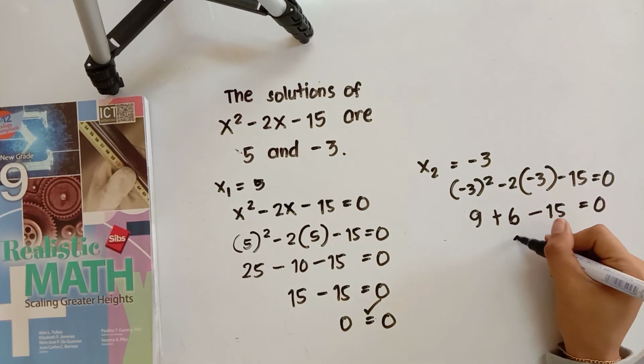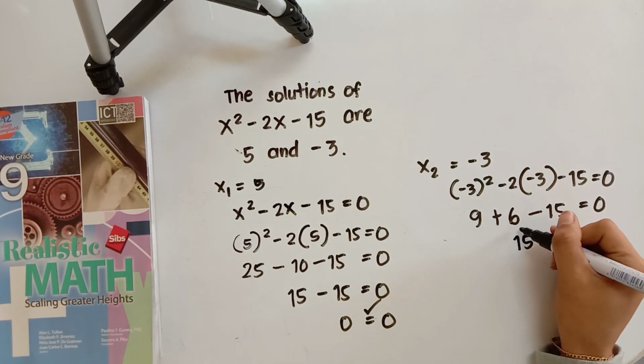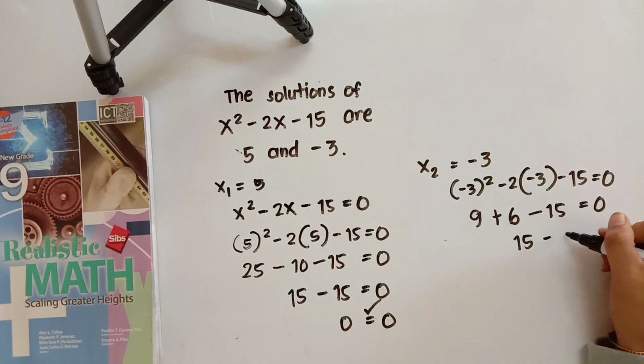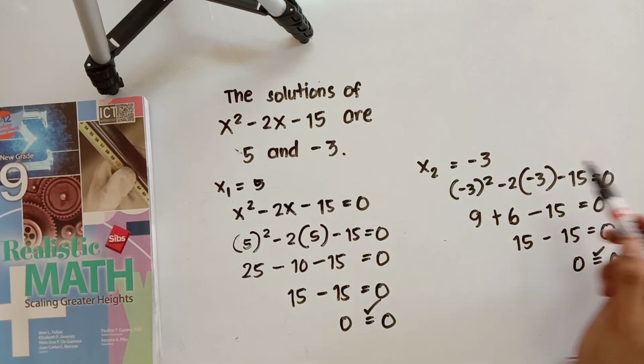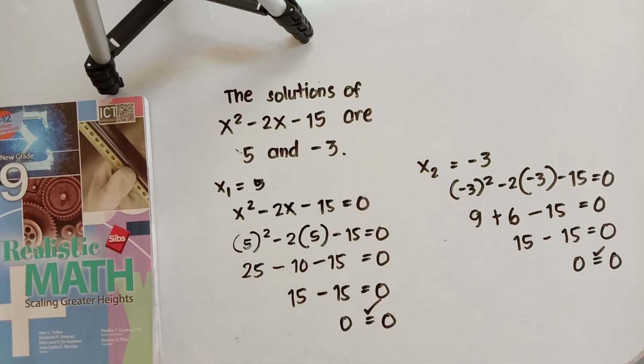So we now have 9 plus 6, which is 15. 15 minus 15 is equal to 0. So 0 is equal to 0. It satisfies. Therefore, we can say negative 3 is also a solution of the equation x squared minus 2x minus 15 is equal to 0. That is how you check or verify solutions.